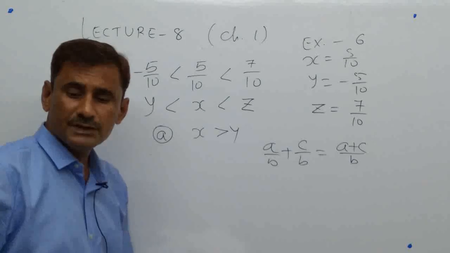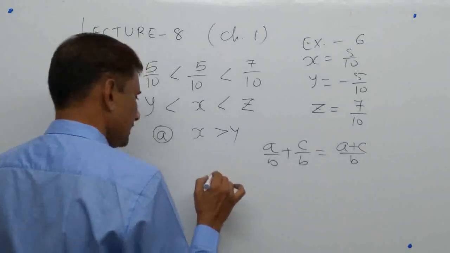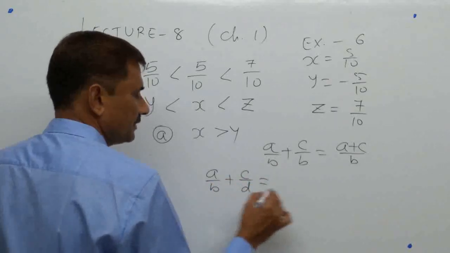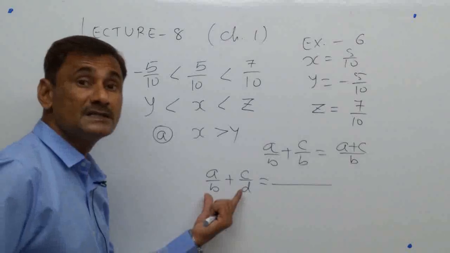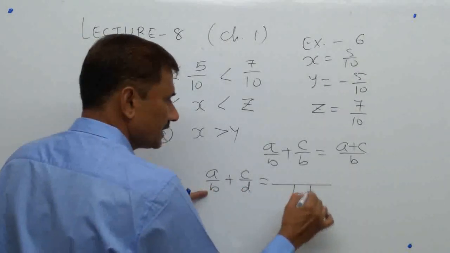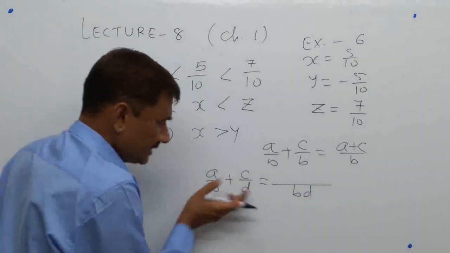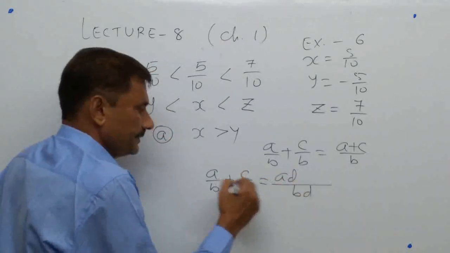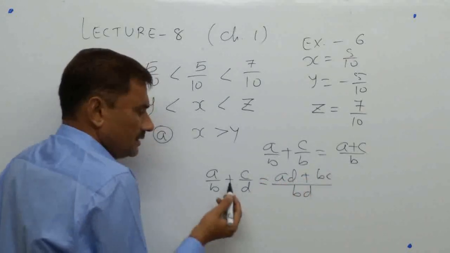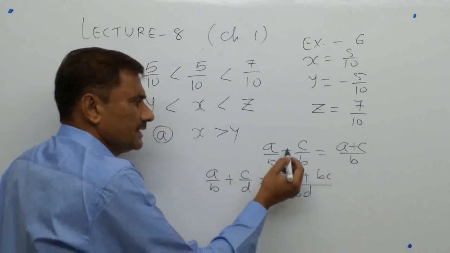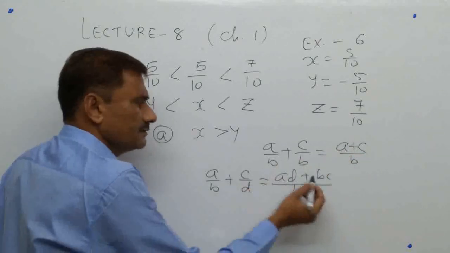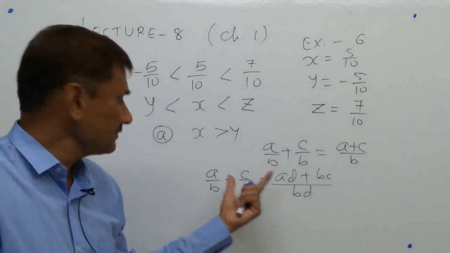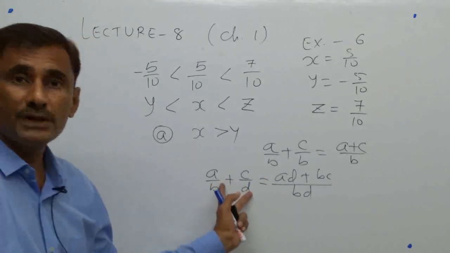But suppose here they are not equal. Suppose they are a by b plus c by d. Then obviously we have to cross multiply, meaning take the LCM. So first of all we write BD. Now cross multiply: the denominators are multiplied, then in cross, AD will be here and BC will be here. No problem whether it is minus or plus. If there is minus, you write minus here, and the process is the same. So this is the cross multiply or LCM process. Why? Because the denominators are not equal.